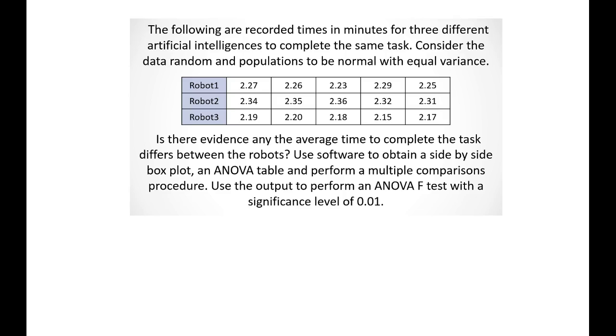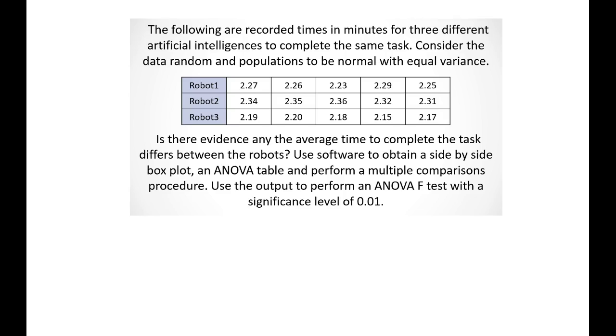The following are recording times in minutes for 3 different artificial intelligences to complete the same task. We want to consider the data to be random and the populations to be normal with an equal variance. So it looks like there's robot 1, robot 2, and robot 3, and for each robot there are 5 time measurements in minutes to complete the task. Is there evidence the average time to complete the task differs between the robots?